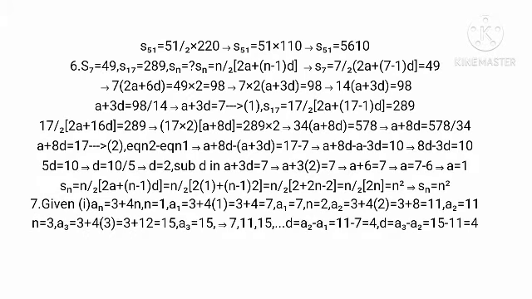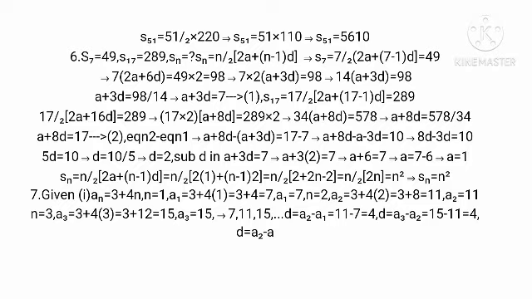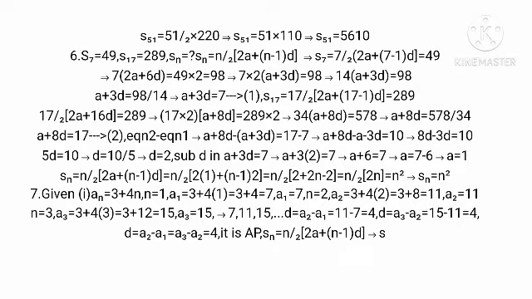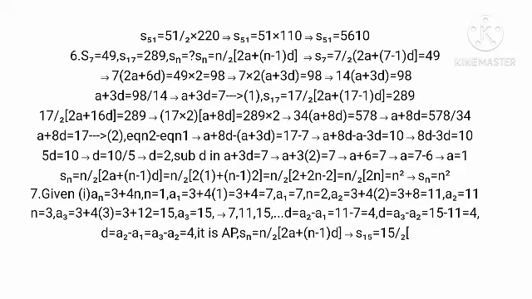And then common difference, d is equal to a2 minus a1 is equal to 11 minus 7 is equal to 4, and d is equal to a3 minus a2 is equal to 15 minus 11 is equal to 4. So d is equal to a2 minus a1 is equal to a3 minus a2 is equal to 4. So the difference is the same, hence it is an AP. Now we have to find Sn.